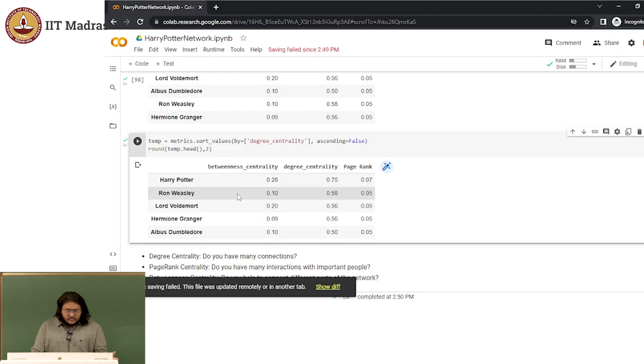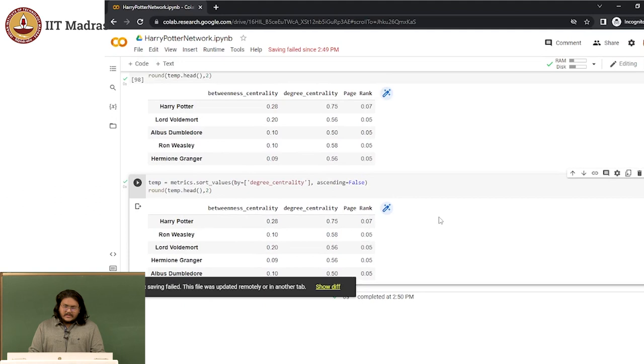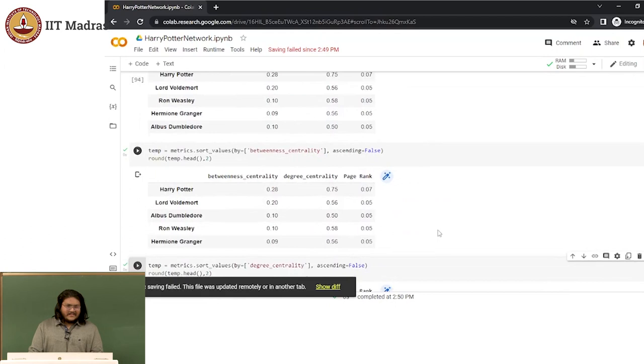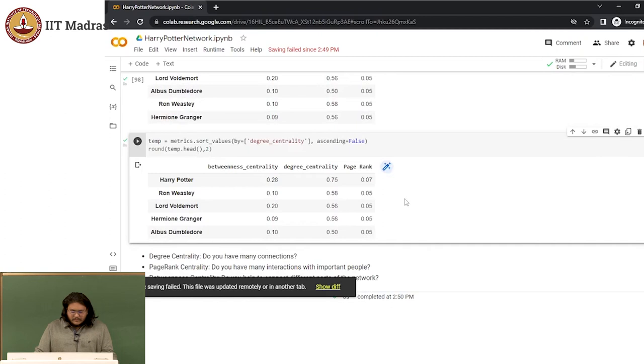So this is about these centrality measures, how to use the parameters. I have used this character social network just to motivate you. If I used some bio networks, that might be boring.